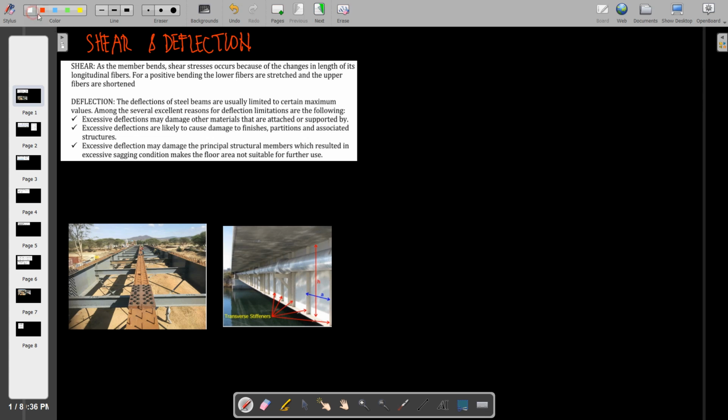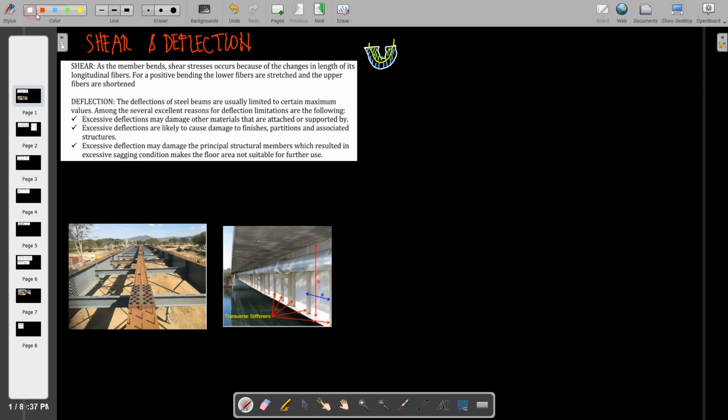So to illustrate that, if we have here a beam that has a positive bending, okay, so say this is our neutral axis. Notice that the upper portion here is shortened because this is subjected to compression, and we have also a stretch on the lower fibers. Now because of that, the shear stress will be developed on our section.